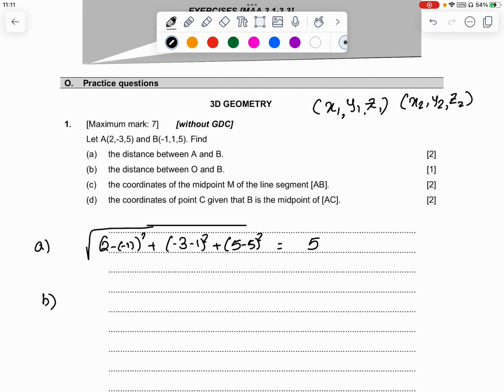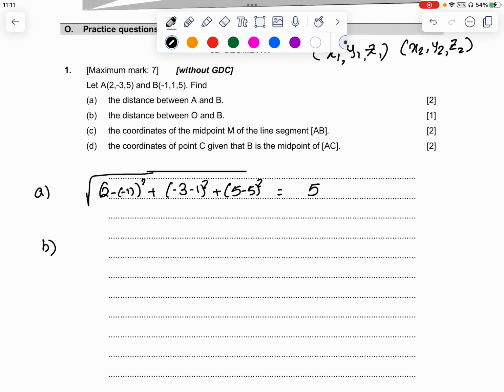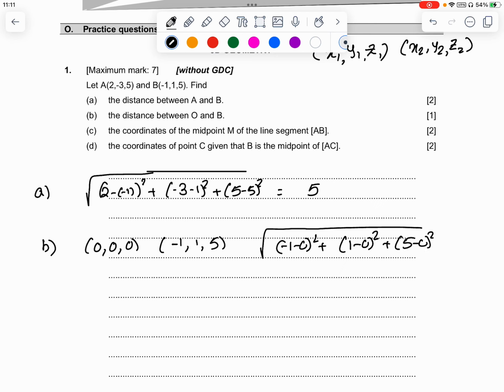Distance between O and B. Origin is 0, 0, 0. The third dimension is asked and B is negative 1, 1, 5. So the distance is going to be square root of (negative 1 minus 0) whole square plus (1 minus 0) whole square plus (5 minus 0) whole square. Simplify that. You should be getting square root 27, which is 3 root 3.